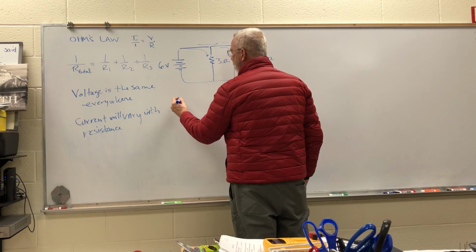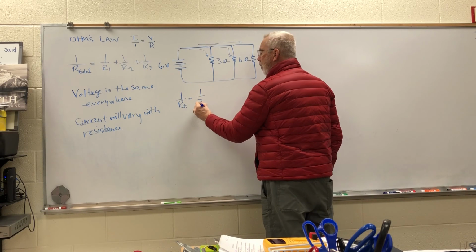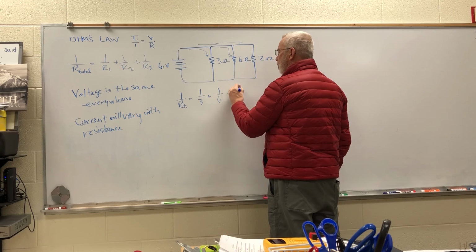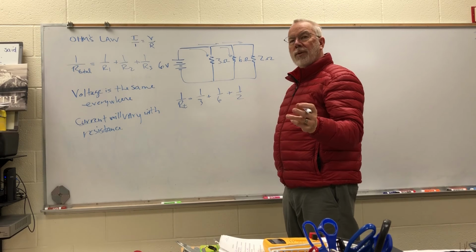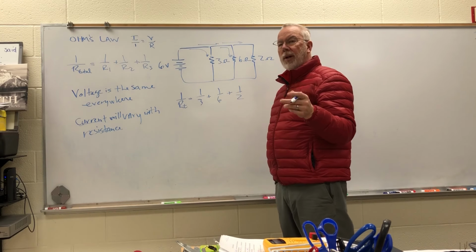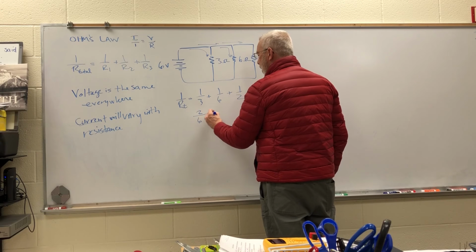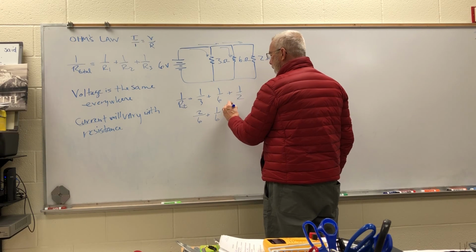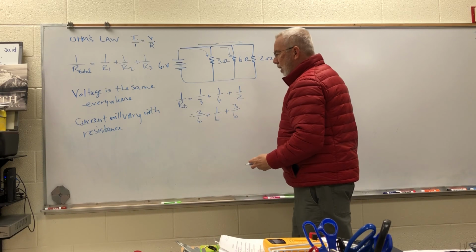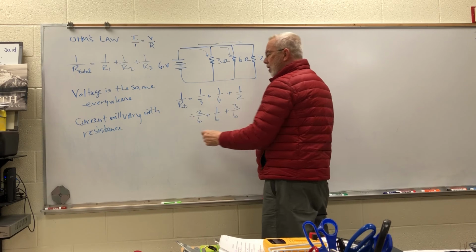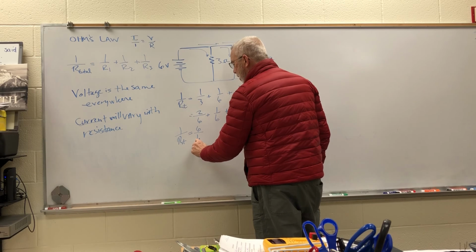If we solve for R total, we've got 1 over R total is equal to 1 over 3 plus 1 over 6 plus 1 over 2. Okay? And so you're looking for the common denominator, and everybody should be saying that's 6, which is easy. So this is going to be 2/6, and this is going to be 1/6 still, and this is going to be 3/6. When we add that up, it comes out to 6/6. So 1 over R total is equal to 6 over 6.